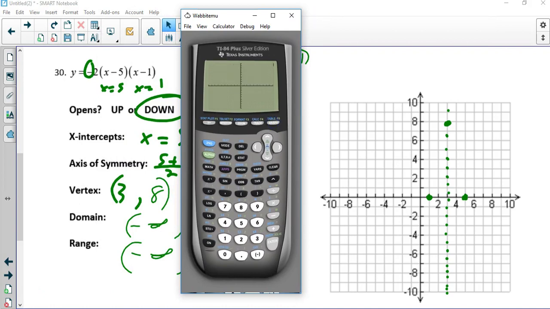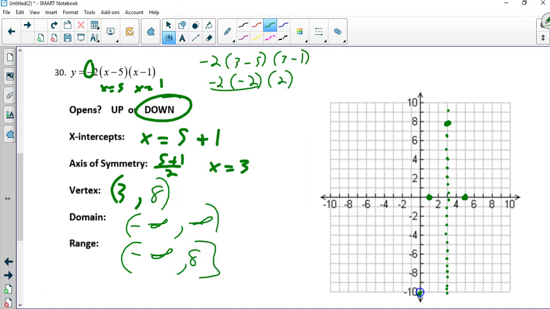Then hit graph. Looks just like what we have. Hit table. Obviously some huge numbers, but those will work. 0, negative 10, and 6, negative 10. And that's enough. That gives us a general idea of where this bad boy is going.